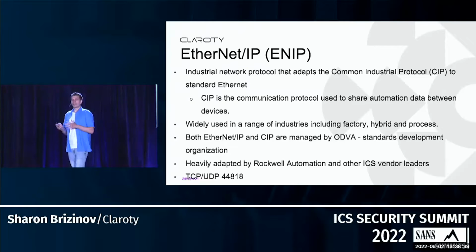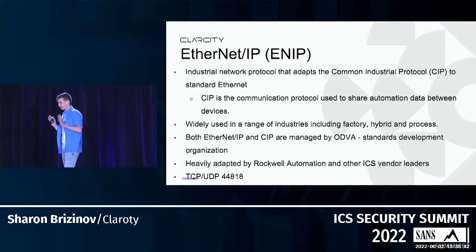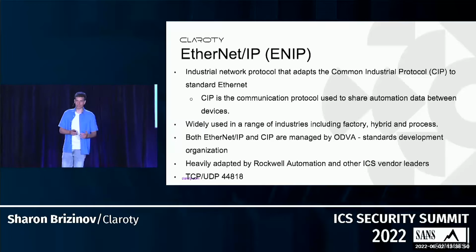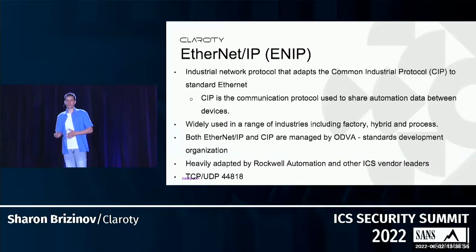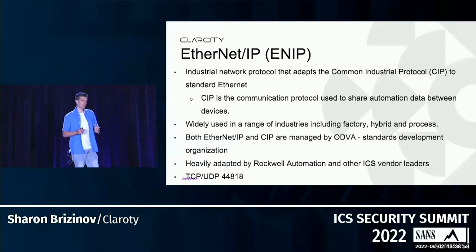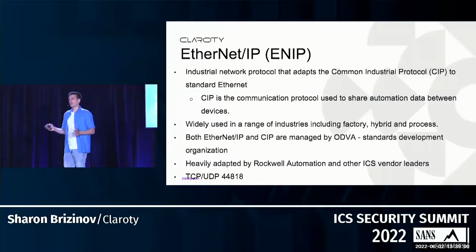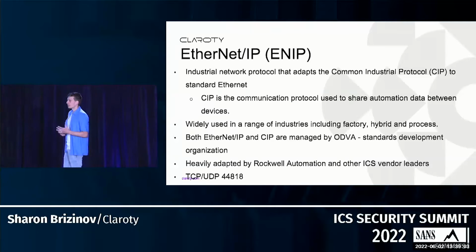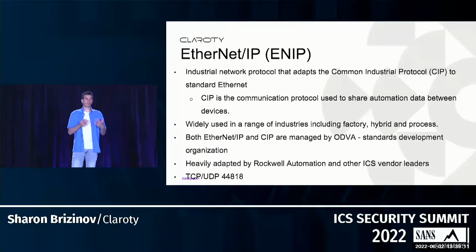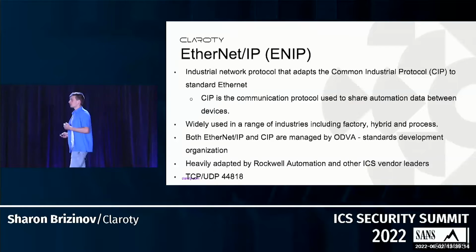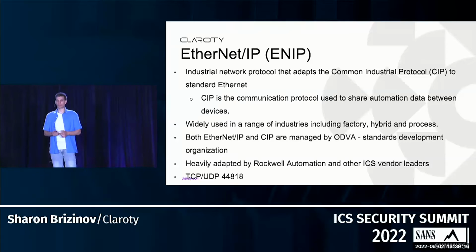The goal of EtherNet/IP, if I'm being broad and generic here, is to transfer CIP, the Common Industrial Protocol, over the network, over Ethernet. And CIP is a communication protocol that is being used to share automation data between devices. It is a great protocol being used by many vendors in their devices, mostly Rockwell, which adopted EtherNet/IP and CIP. And these protocols run together, CIP over EtherNet/IP, just like a transport layer, over TCP and UDP over port 44818.